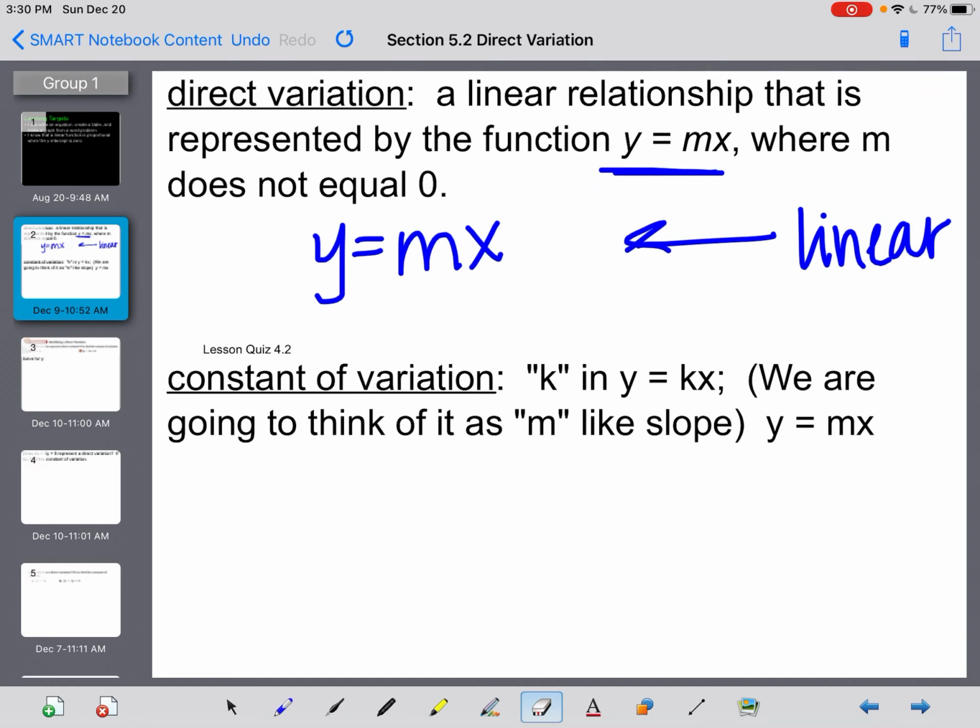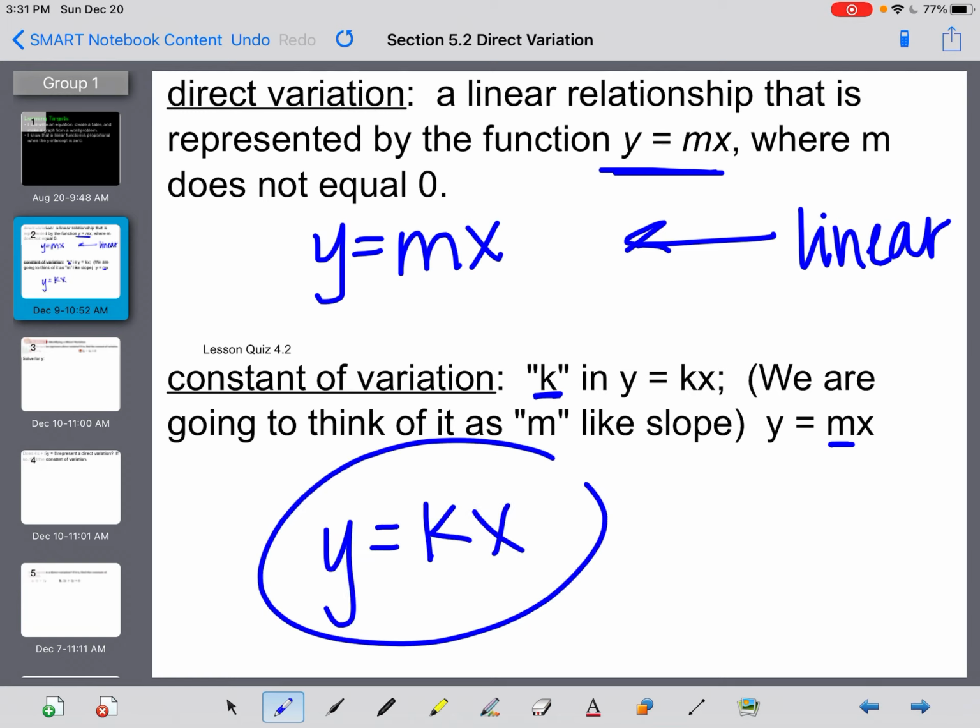Okay, so this is y equals mx. The constant of variation, they call it a k. All right, these direct variations are special versions of linear functions, and they change it to a k just to show you that it is this special version that always goes through 0, 0. Okay, so we're going to think of this k like the slope. It's in the exact same spot, y equals kx. This and this are the same thing.